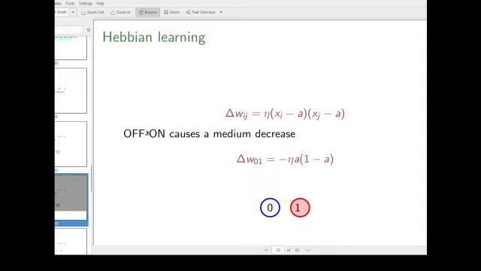Off and on, in contrast, causes a decrease. In this case, the 0 neuron is off, so that's a minus a, and then this neuron is on, so that's a 1 minus a. A is a small number, so 1 minus a is positive. And so this number is bigger than the number we had before, eta a squared, because 1 minus a is bigger than a, because a is very small. But it's a decrease, we have a negative sign there. And so if one neuron is on while the other is off, the connection strength between those 2 neurons gets smaller.